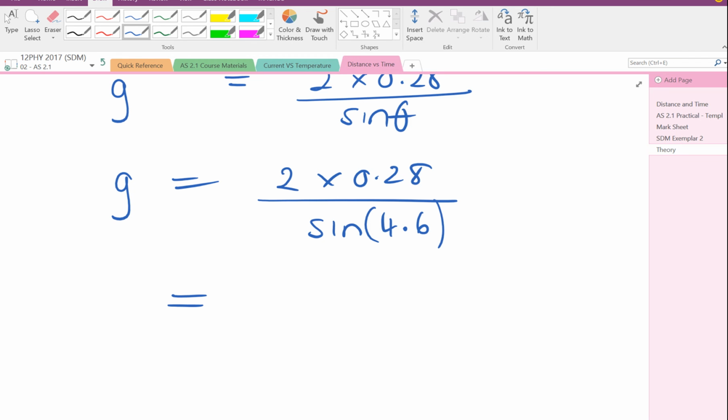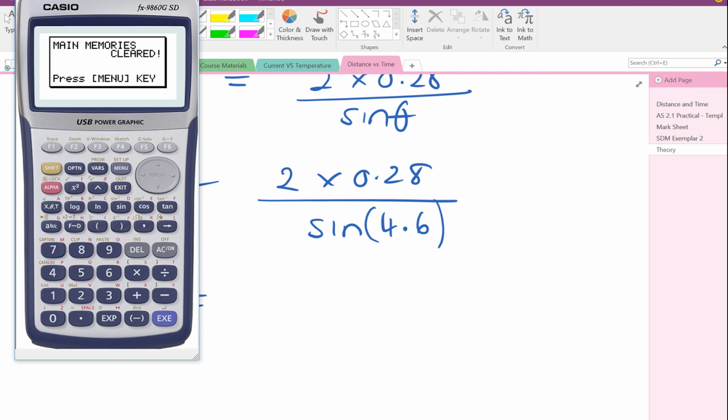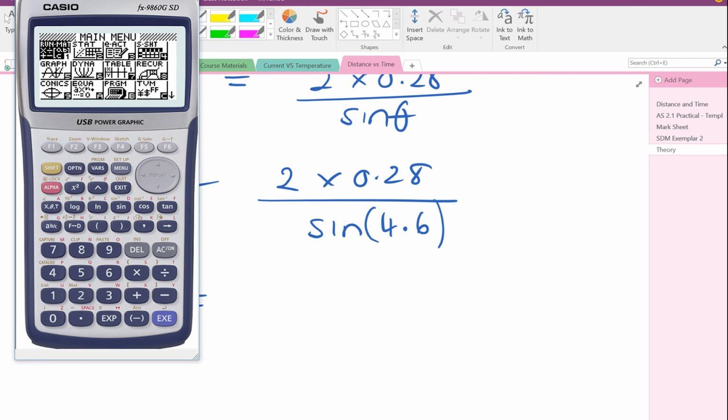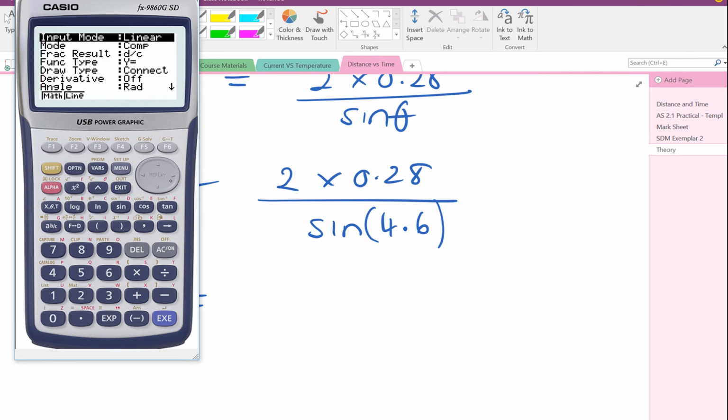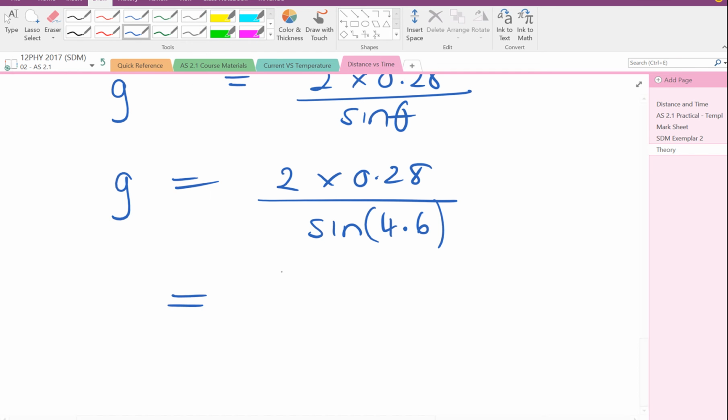Make sure your calculator's in degrees. That there's a bit of a gotcha, which can cause some problems. Okay. So actually, I'll do it on the screen instead. With your calculator, you're going to want to go to the run mode, and go to setup. At the moment, mine's in radians, so I'm going to change to degrees. I can now get out of that, and I'm going to go 2 times 0.28, and then divide that by the sine of 4.6. Hold on a second, let's get rid of that. Too many sixes. And yep, that looks good. So 6.98 to two significant figures.